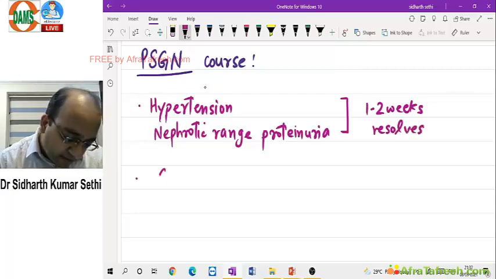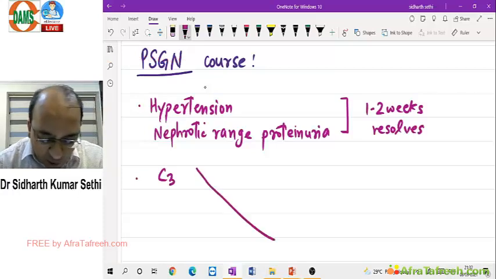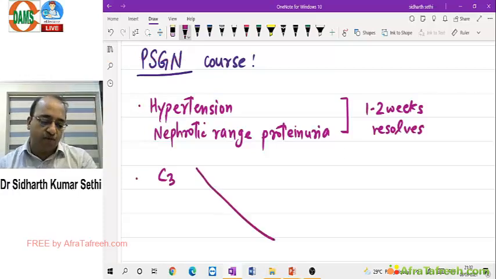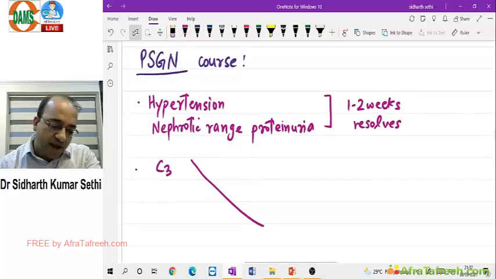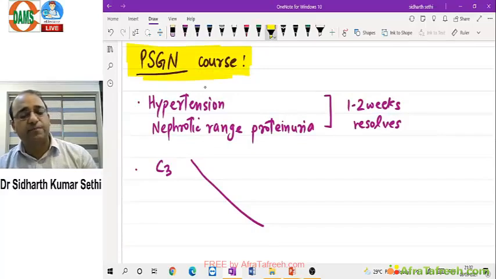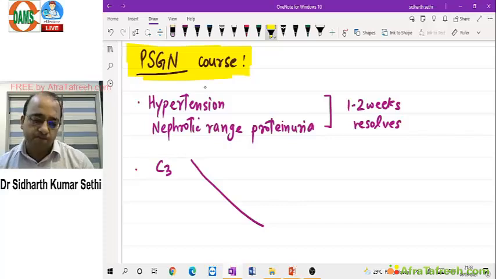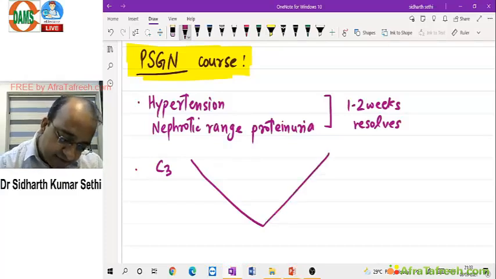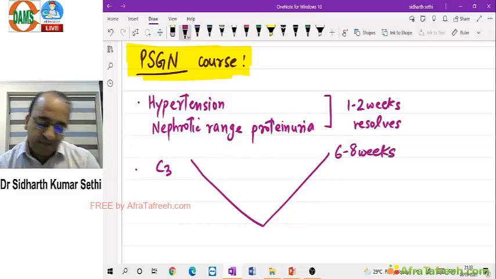Now remember, C3 is low in post-streptococcal glomerulonephritis. Why is C3 low? I'll show you a kidney biopsy just now. C3 is low because C3 is deposited in the kidney. And C3 comes back to normal in 6 to 8 weeks of the illness.